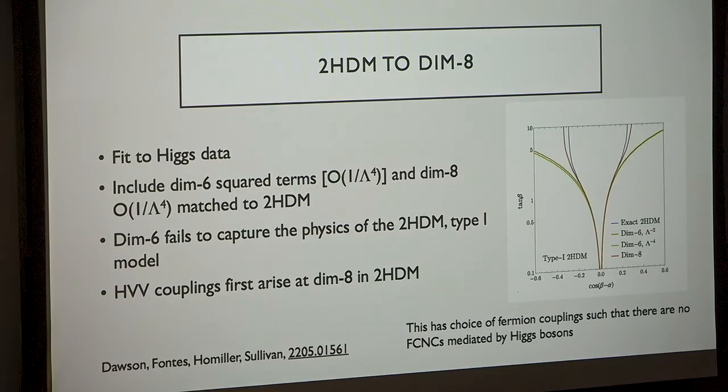You had a question? Yeah, thanks. So looking at the left side of this plot, it looks like when you go to the 1 over lambda to the 4th, the prediction actually gets a little bit worse. It's indistinguishable here. It's not a prediction, it's a fit to data. And you can say it's indistinguishable. The 1 over lambda squared, 1 over lambda fourth, doesn't really make much difference here. The important point is you can't reproduce the physics using only the dimension 6 standard model effective field theory.